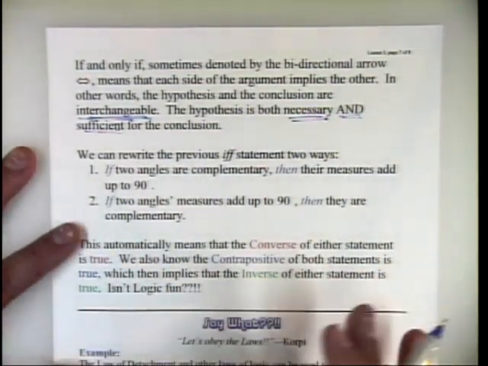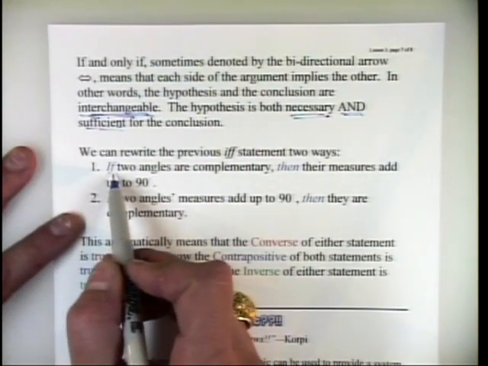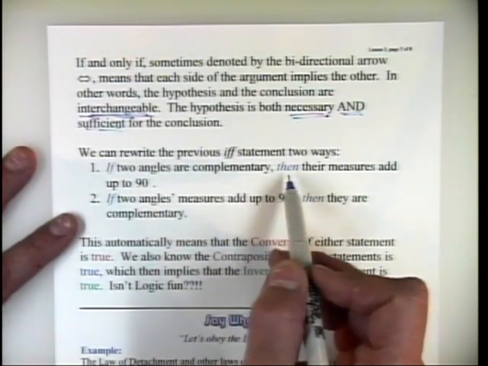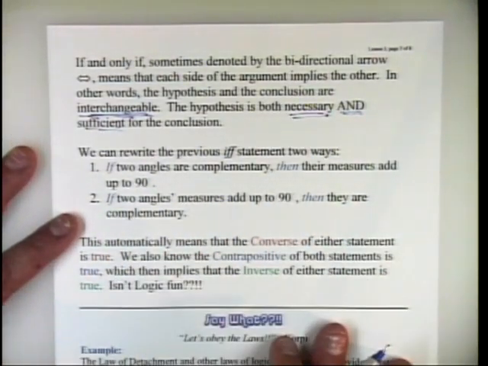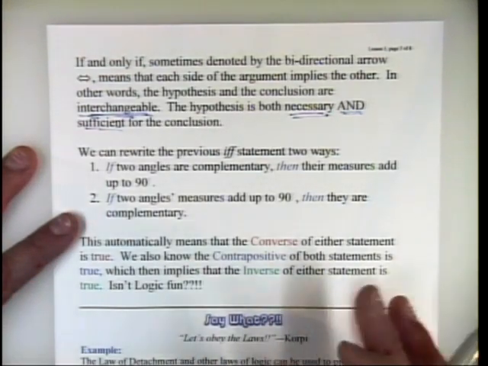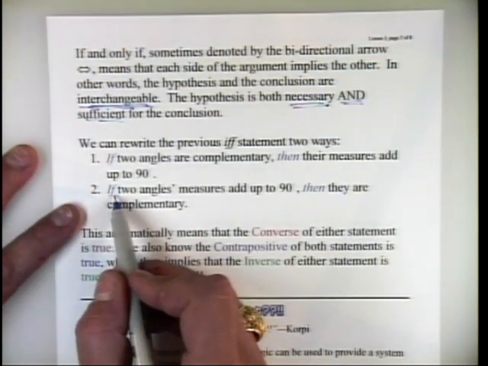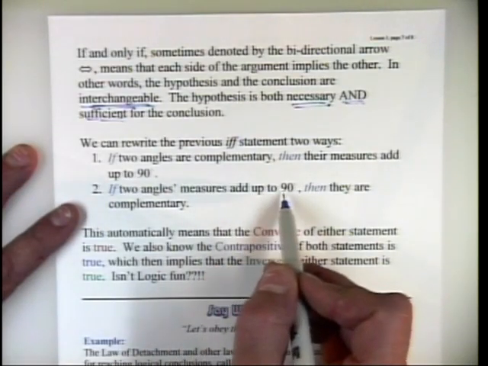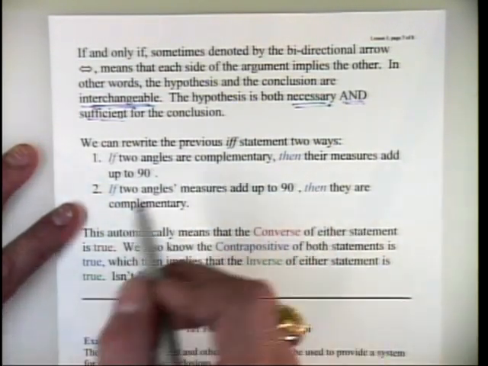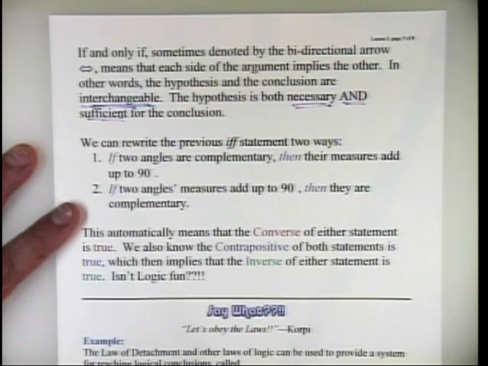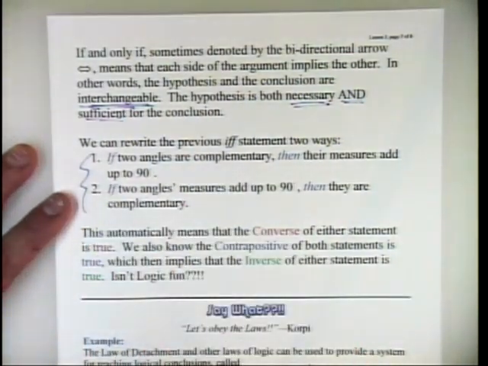We can start with one side and have it implying the other. So we could say if two angles are complementary, then their measures add up to 90 degrees. But because it's if and only if, we can actually start with the conclusion. If two angles' measures add up to 90 degrees, then they are complementary. And for an if and only if statement, if it's a true if and only if statement, then both of these are going to be true.